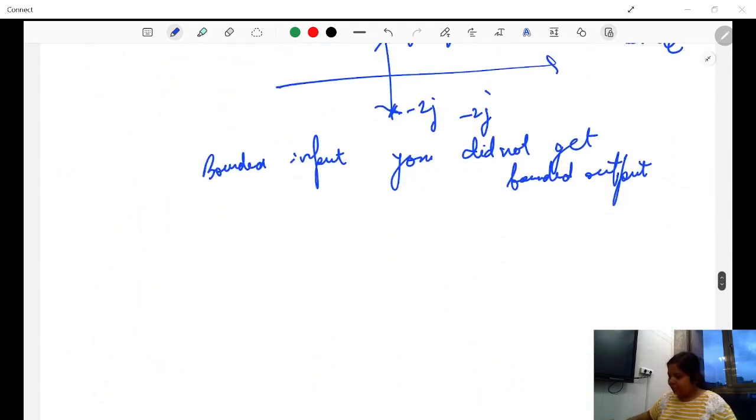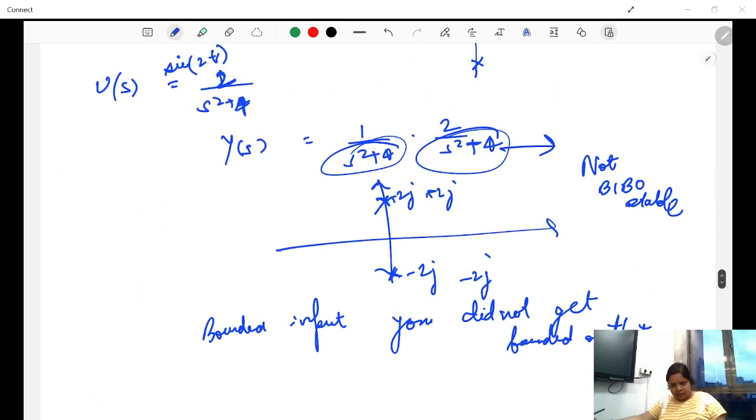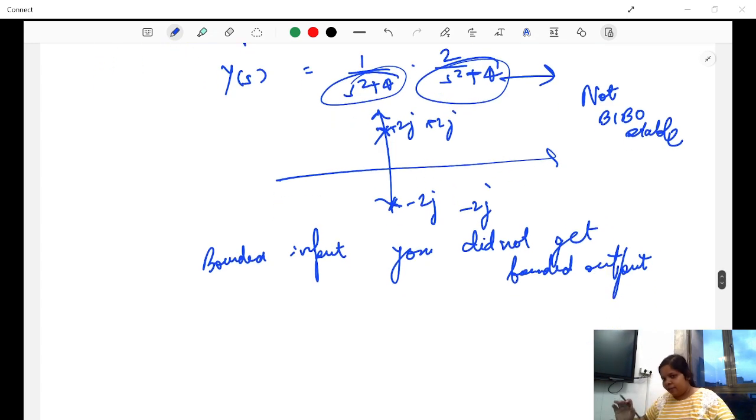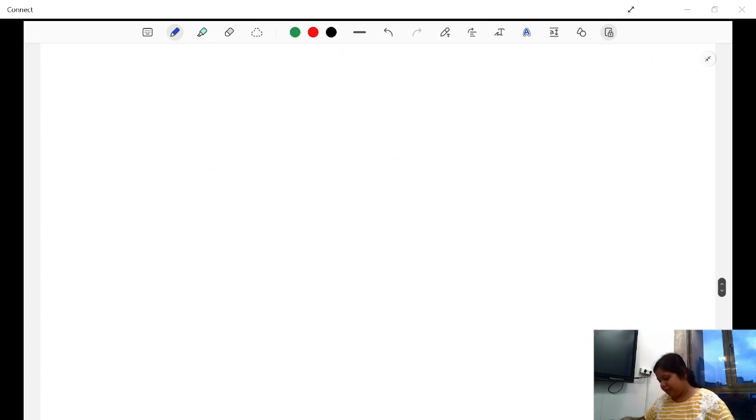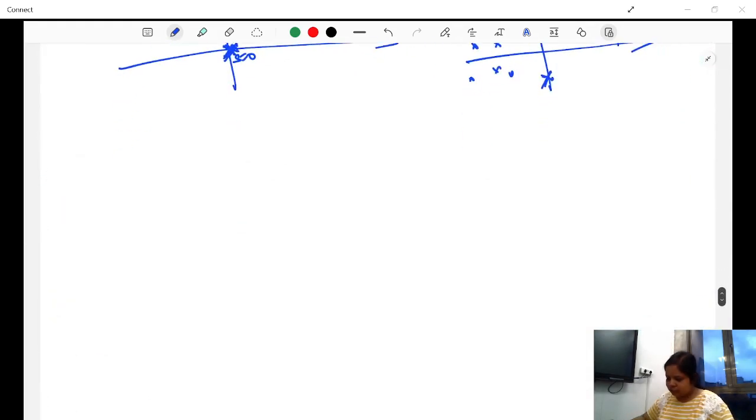So you can just think what is the transfer function of the system. Then you are going to add something, multiply it with something, and after that look at the location of the poles. If it is not in the correct place, then it is definitely not stable. So this is the way we do it.